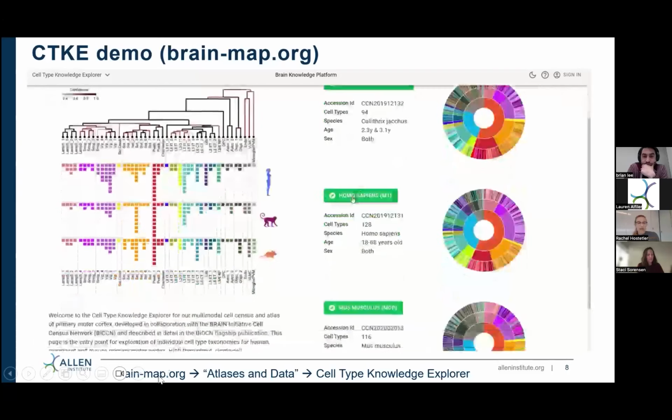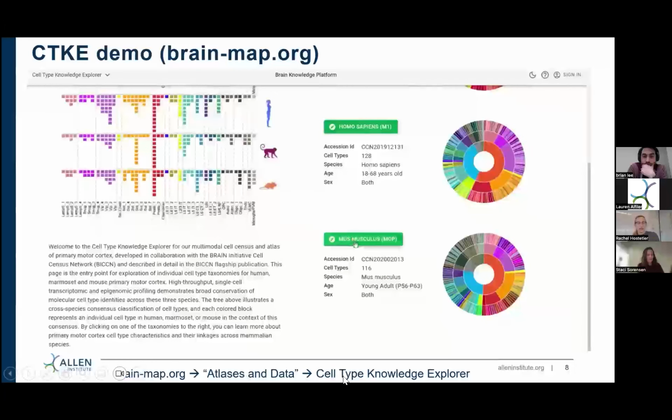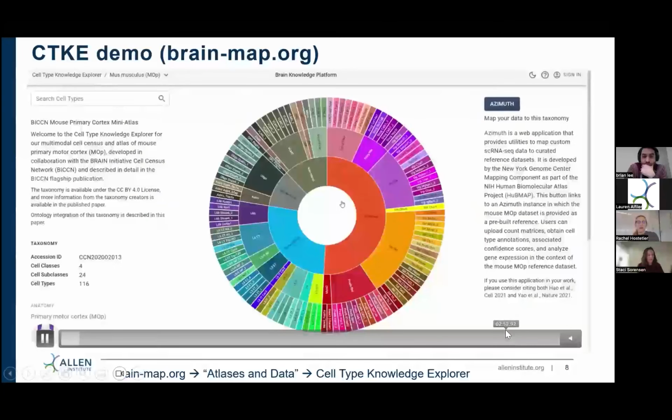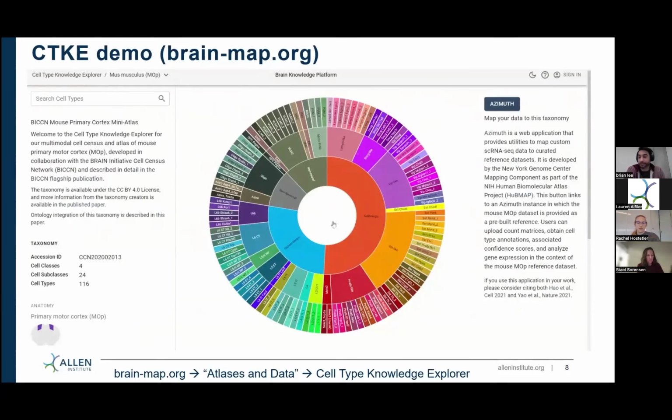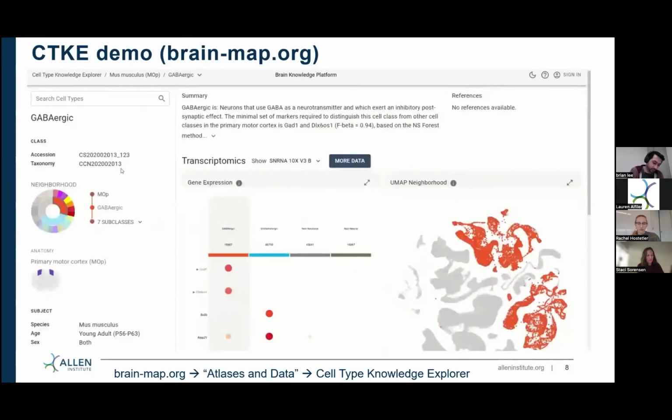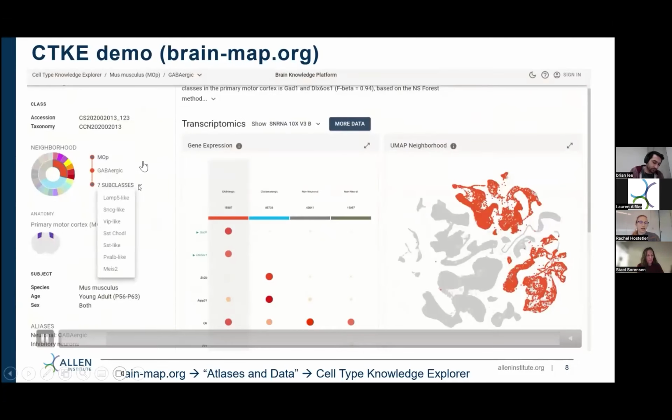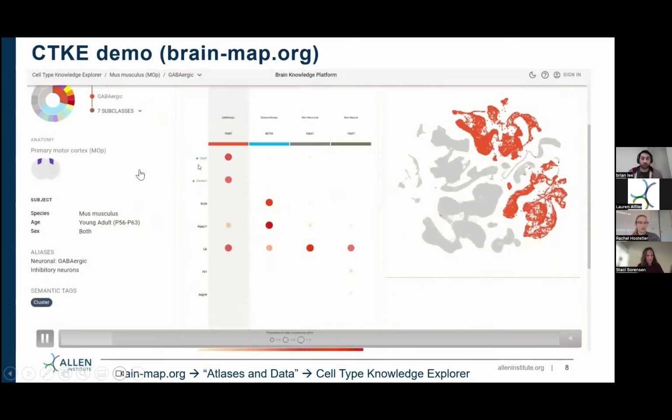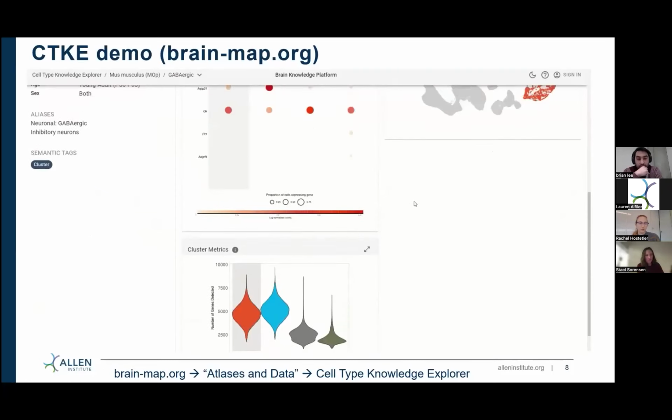And so this is on our website, brainmap.org, Atlases and Data, Cell Type Knowledge Explorer. Here I'm looking at the mouse data. Here we have a sunburst plot, which is showing the taxonomies of our different cells within the primary motor cortex. Here we're looking at the GABAergic subclasses. We have 7 subclasses here. Now we can look at the gene expression. We have the UMAPs available.